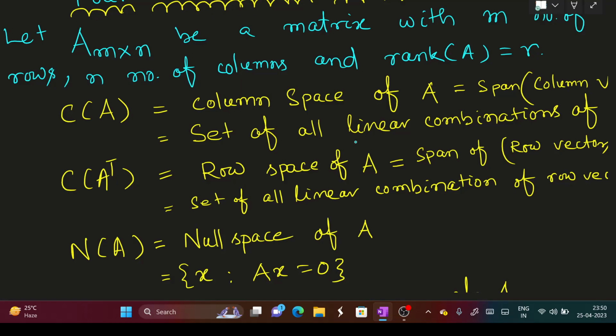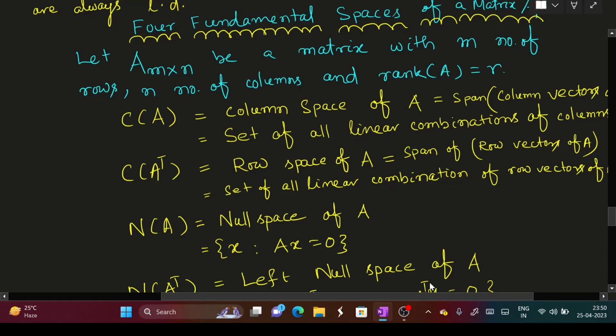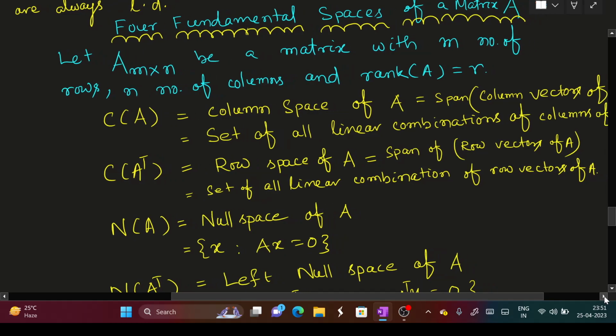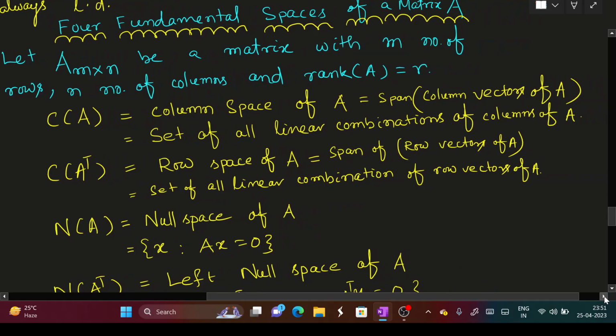That means the set of all linear combinations of the columns of A. And what about the row space? The row space of A is the span of the row vectors of A, that is, the set of all linear combinations of row vectors of A. Here the vectors we consider as columns, so row vectors we will write as a row with a transpose symbol on it.